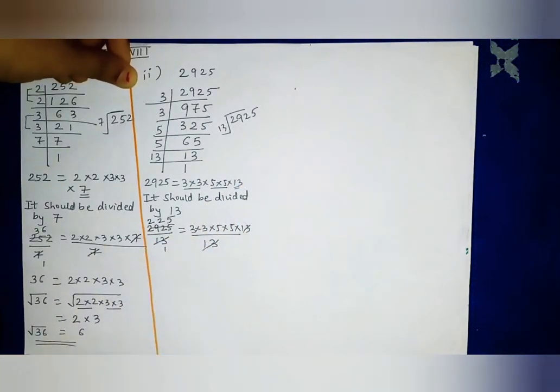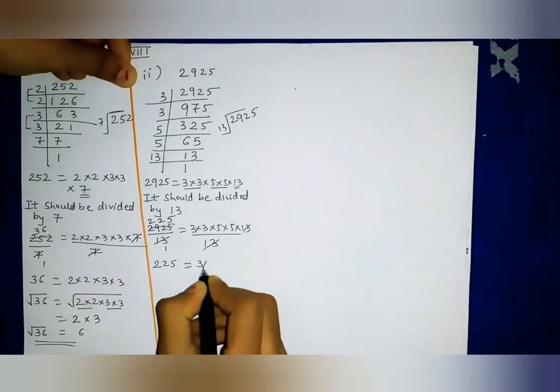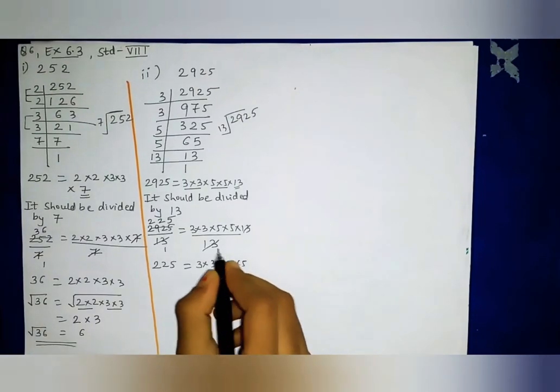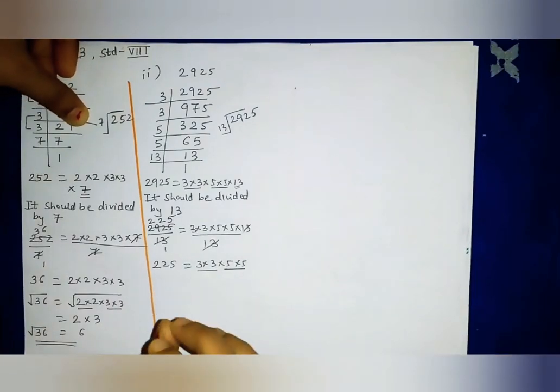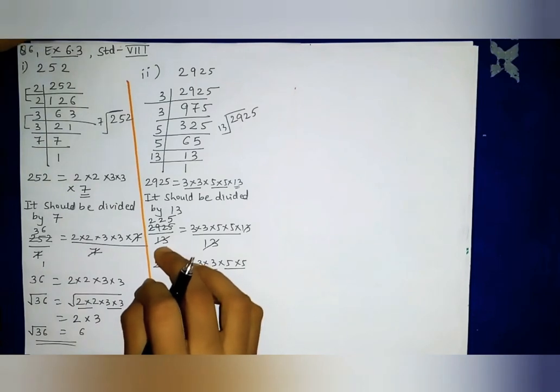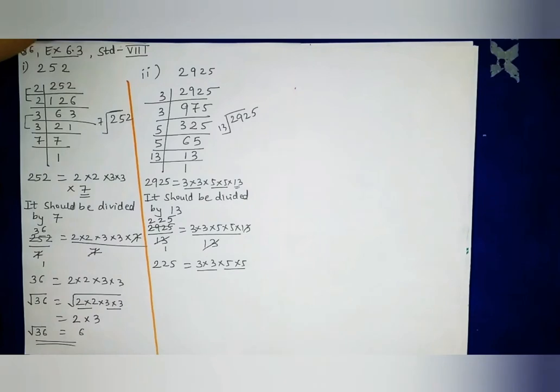So 2 to 5 we are getting after cancellation. So this side 2 to 5, and this side 3 into 3 into 5 into 5. Okay. So now these are in pair, and this 13 and 13 is removed. So now 2 to 5 is our new number. After dividing by 13, 13 is removed. Okay. So this is our new number that is obtained by division.